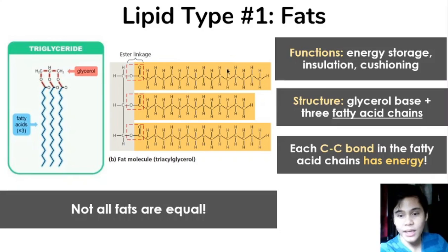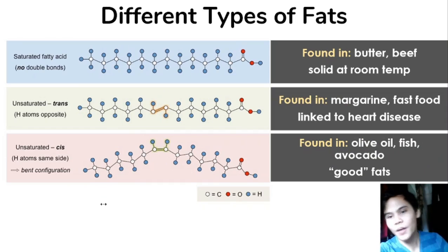And notice they have carbon and hydrogen in very long chains. Again, that makes it highly stable. And each of those bonds between the carbons has energy, a lot of chemical potential energy. And that's why it's an ideal energy storage molecule. But not all fats are equal. Some of them are more healthy than others. So these are some of the different types of fat.